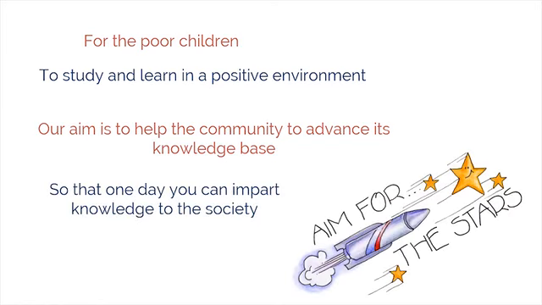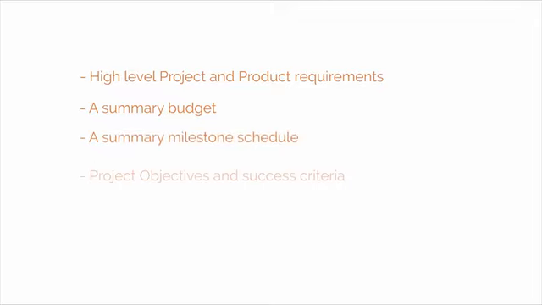Let's take a look at this example. High-level project and product requirements. Do we need a school? A school for 500 students. A summary budget, for instance, $10 million. A summary milestone schedule, 2 years. Project objectives and success criteria. How will we know what we have achieved or what we have set out to achieve? An increase in the number of students that become educated and graduate from school, and greater levels of partnership with community organizations.